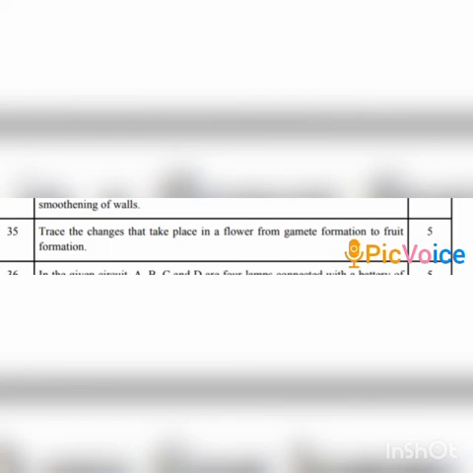Children, section D contains 5-mark questions. Only one 5-mark question asked from biology part, that is trace the changes that take place in a flower from gamete formation to fruit formation. So you have to draw a diagram also, and you have to explain about the gamete formation, from gamete formation to fruit formation. Okay, and find out the answer of this question also. We will discuss the answer in our live revision session.